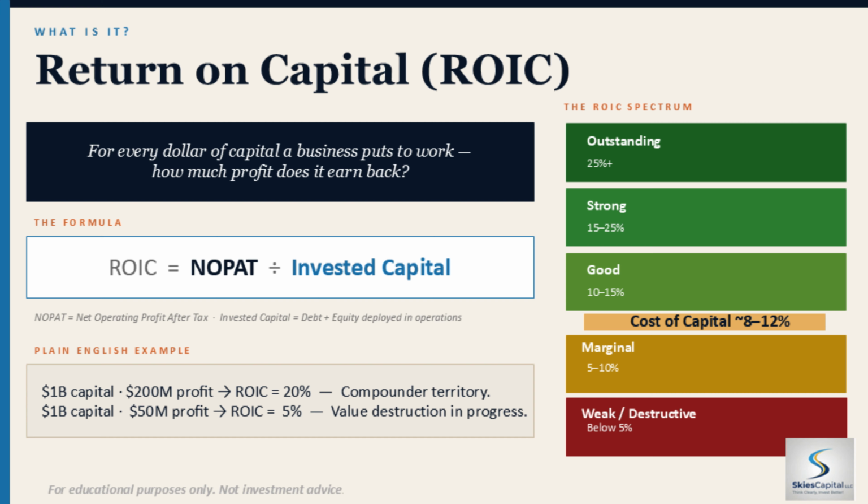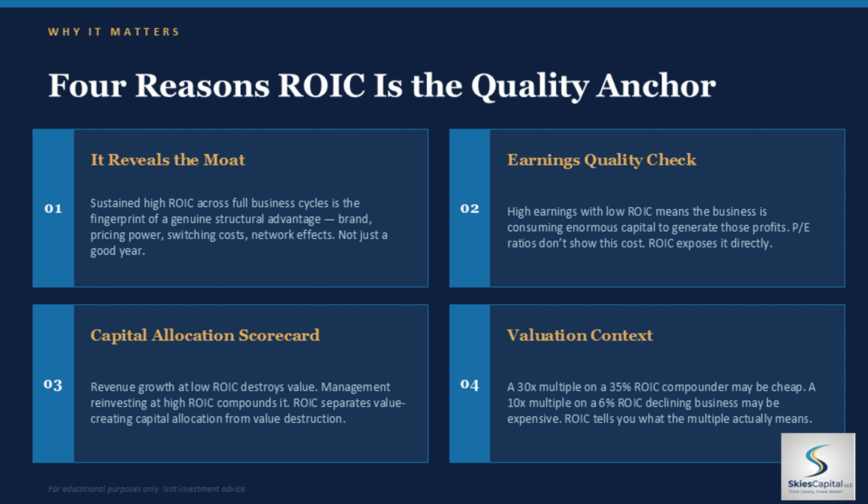Now, look at the scale on the right. Above 20% is outstanding. 15 to 20% is strong. 10 to 15% is good. Below 10%, you're entering weaker territory. So the line on the right, the cost of capital, somewhere around 8 to 12% for most businesses, that is the threshold that matters. Now, let me give you four reasons ROIC belongs in the center of your framework.